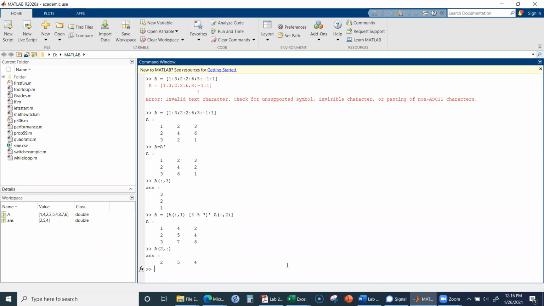So the colon operator over here will represent all the columns. If I put the colon operator in the first place, it will represent all the rows.